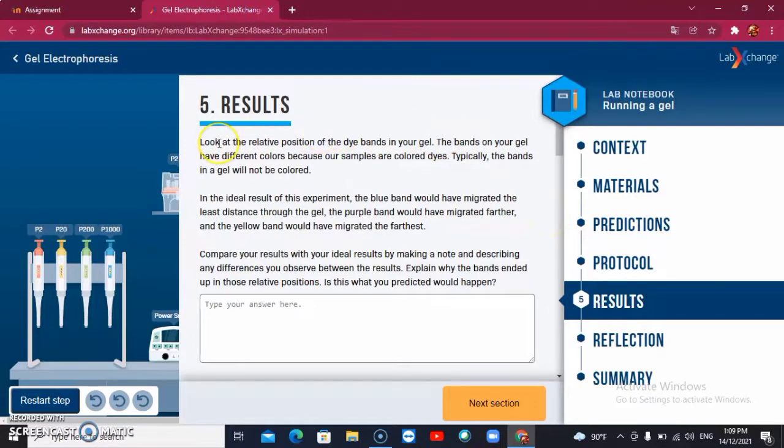This is the result. Explain why the bands end up in those relative positions. This is what I predict will happen.